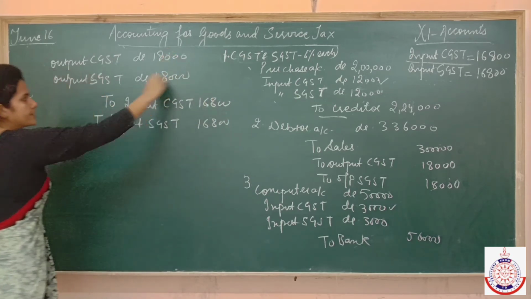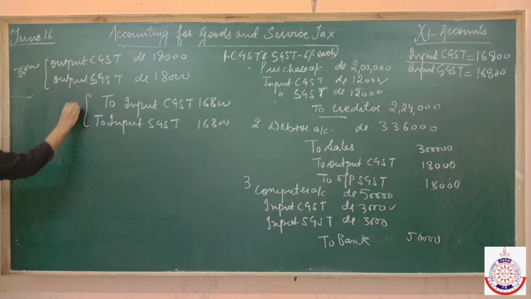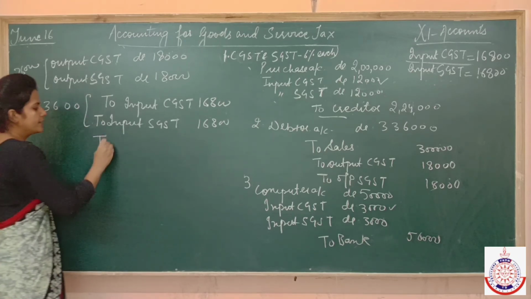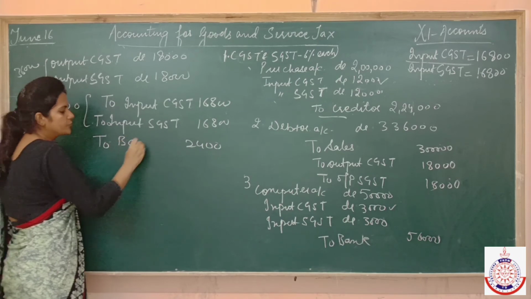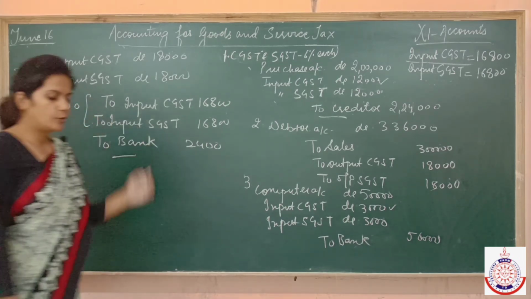Now 36,000 you have collected, total is 36. Then 33,600 you have paid. So what will you do? Out of this 36,000 you will keep 33,600 with you, and the balance, that is 2,400, you will pay to the government. So you will write the word bank. I hope this entry is clear.